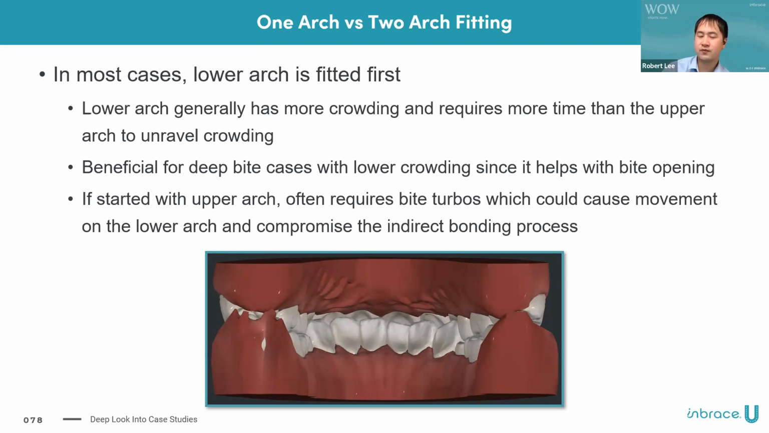Quite often, it's beneficial for your deep bite cases. So I always look at the lingual view when I'm deciding which teeth to fit, because a lot of times when you do the upper, you're going to be biting on the brackets. If you're biting on the brackets, you need bite turbos, which sometimes can compromise the indirect bonding process on the lower arch. So I'd say 90% of the time, lower arch fitting first.